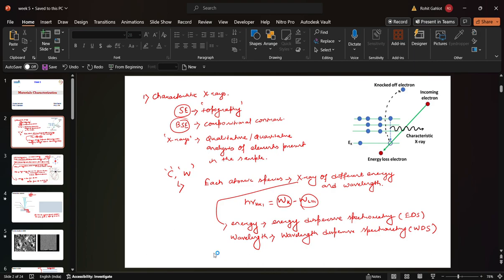So firstly, we discussed the characteristic X-rays, and in the last section I briefly discussed the secondary electrons and different signals. Secondary electrons are generally utilized for topography analysis. The BSC signals are generally used for compositional dominance.